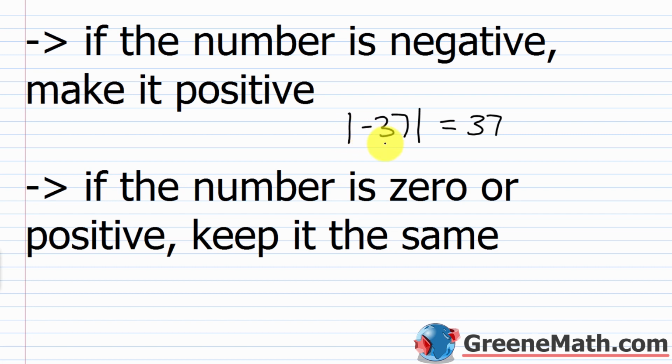Negative 37 would be 37 units away from 0 on the number line. If the number is 0 or positive, keep it the same, okay? So if you have the absolute value of 0, 0 is 0 units away from 0 on the number line, so it's just 0. If it's some positive value, let's say 42, it's just that number, right? It's going to be 42 units away from 0 on the number line.